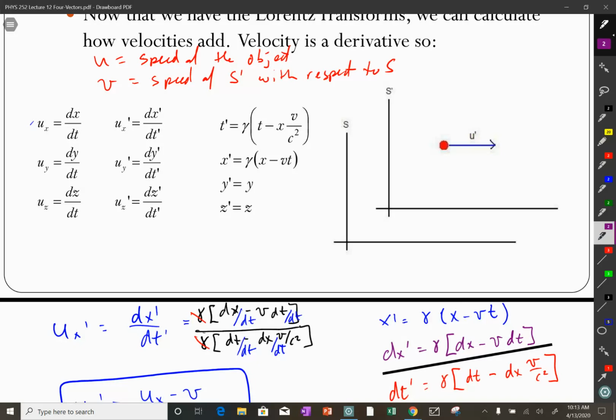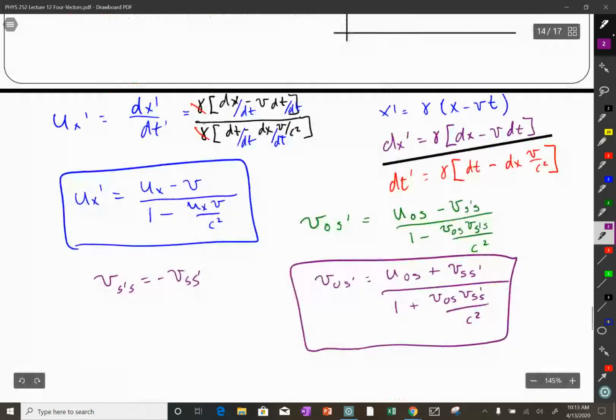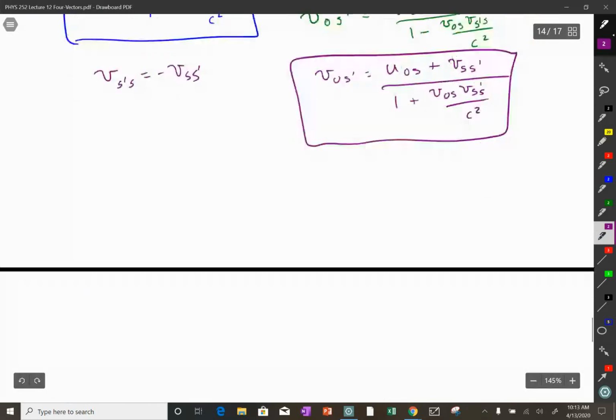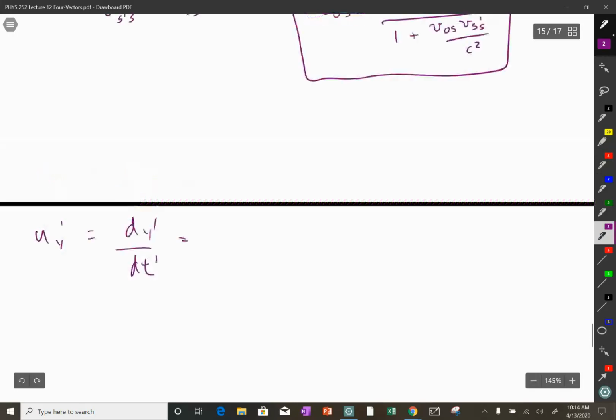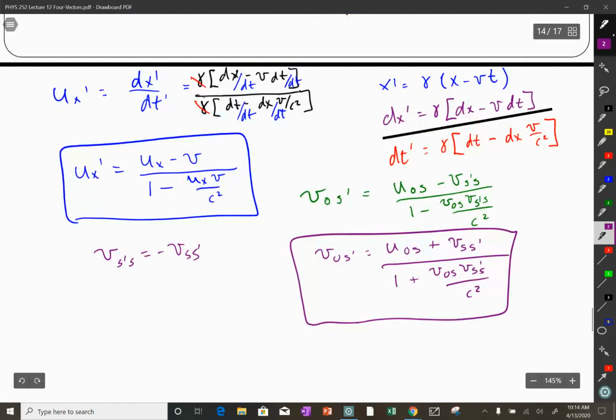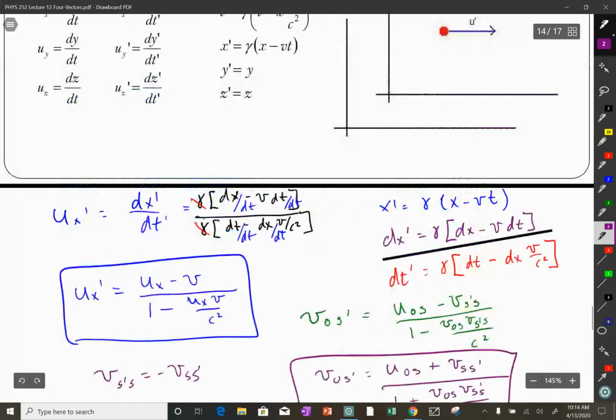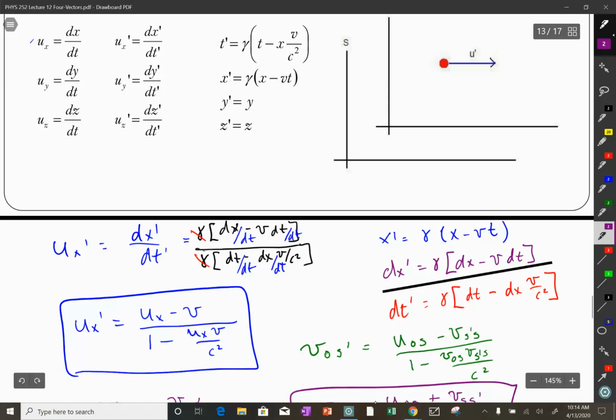But what if it's not parallel? What if it's perpendicular? So let's do uy prime. So if I want to do uy prime, I start with our equation. Uy prime is equal to dy prime over dt prime. And just like before, I used my substitutions, but dx prime was complicated. Dy, that's a simple relationship. Dy prime is equal to dy.